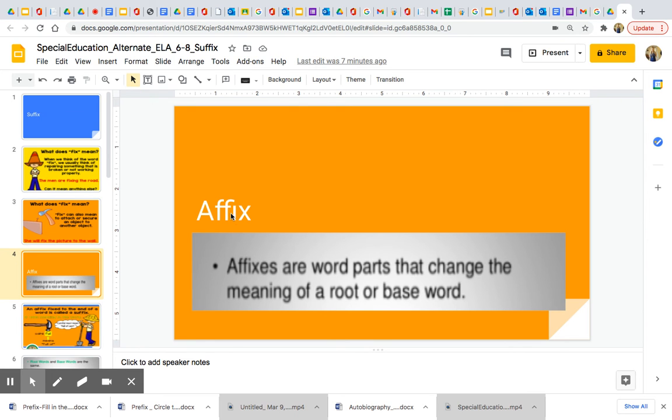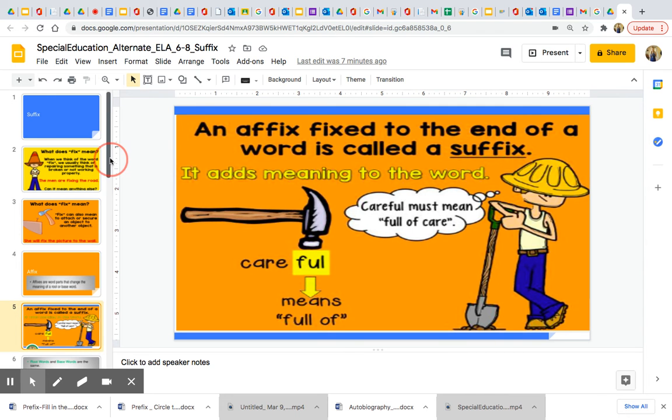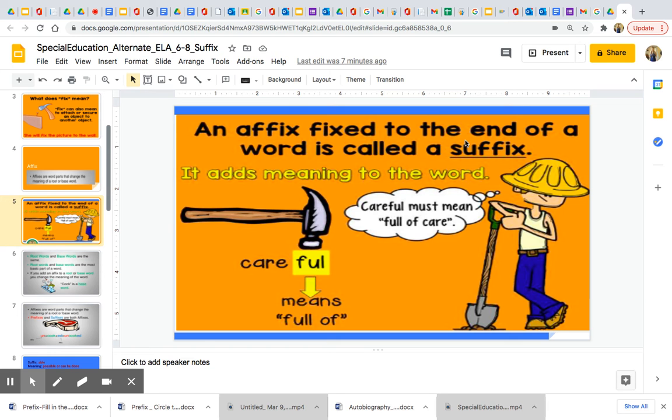What does affix mean? Affixes are word parts that change the meaning of a root or base word. An affix fixed at the end of a word is called a suffix. So, what is a suffix? A suffix is an affix fixed to the end of a word. It adds meaning to the word.